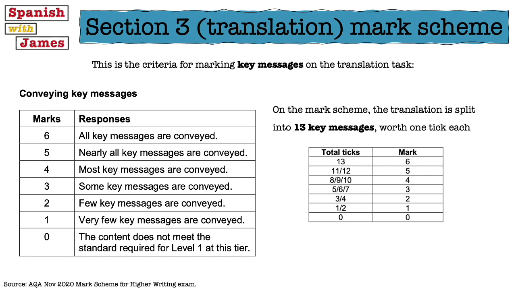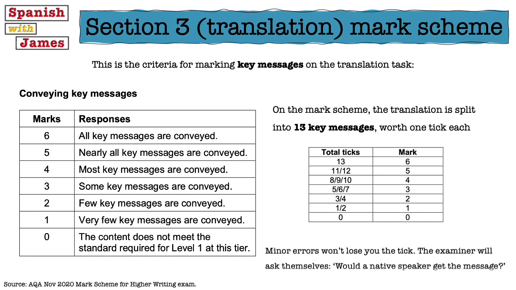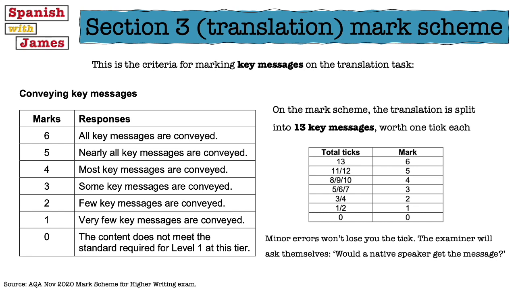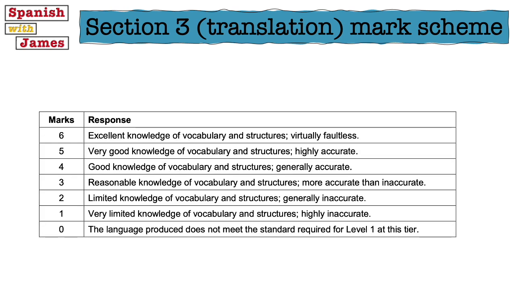What examiners do to work out if you get the message across is they ask themselves, would a native speaker get the message? So that means it doesn't need to be perfect Spanish, it doesn't need to have the right articles, el or la or los. You might get the adjective endings wrong, you might make spelling mistakes, but if a native speaker would understand it, you can still get 6 out of 6 on the conveying key messages part of the translation.